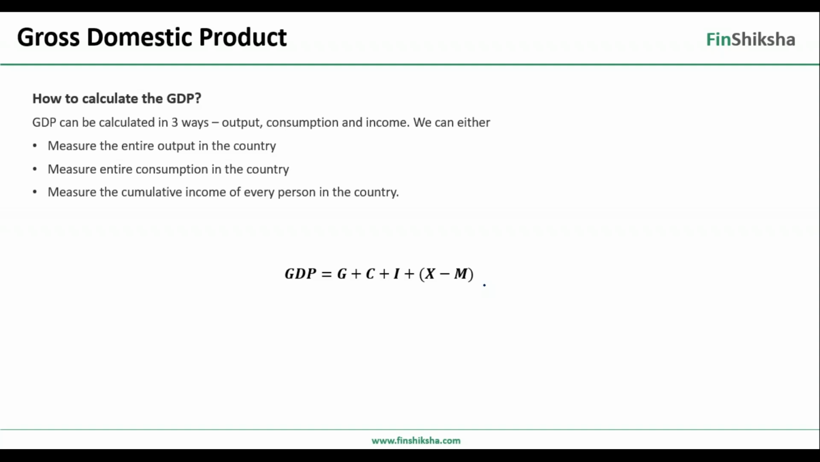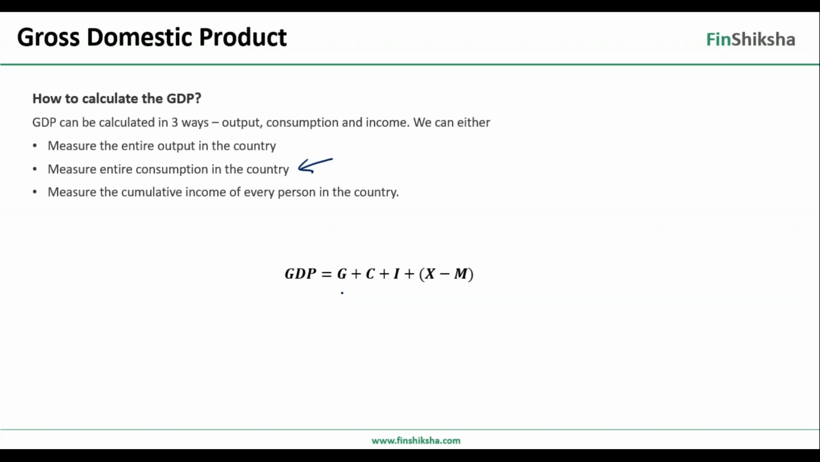You could either measure the entire output of the country, you could measure the entire final consumption of the country, or you could measure the cumulative income of every person in the country. Now, the most intuitive and commonly used method is the consumption or expenditure method, where you basically find out who's consuming or expending, creating expenditure in the economy.